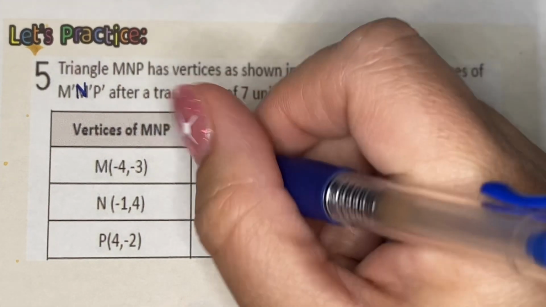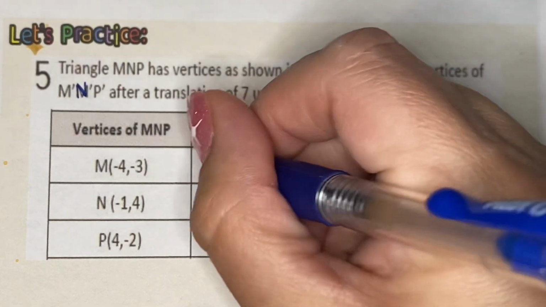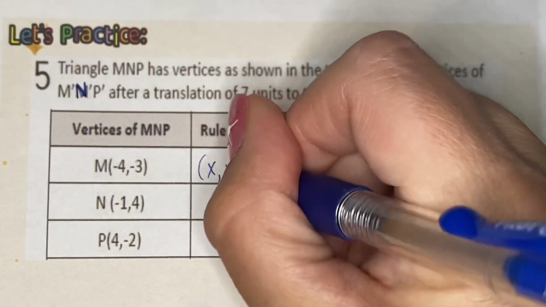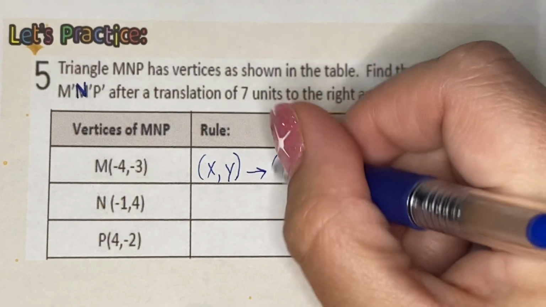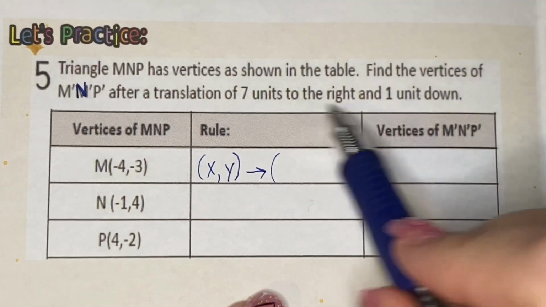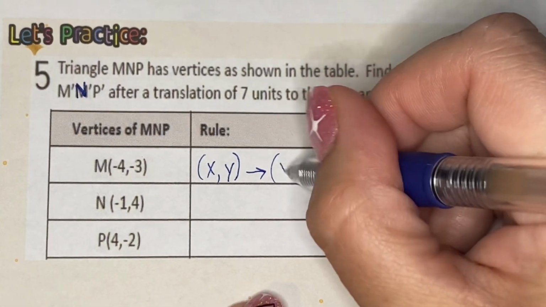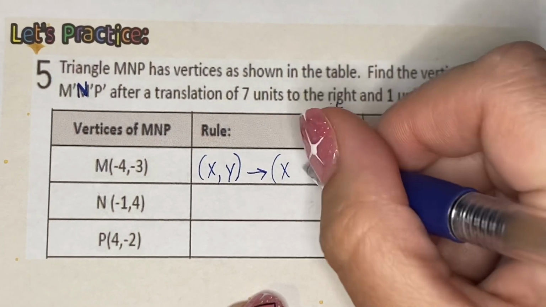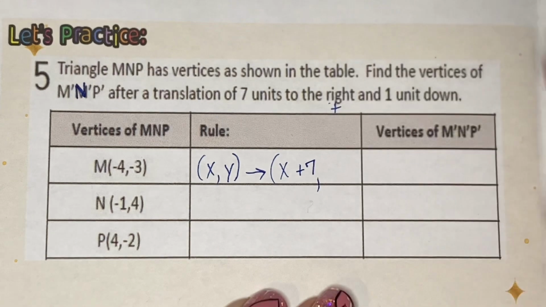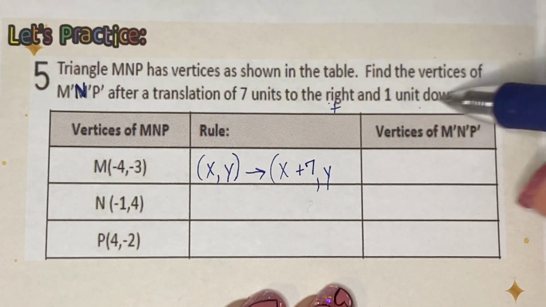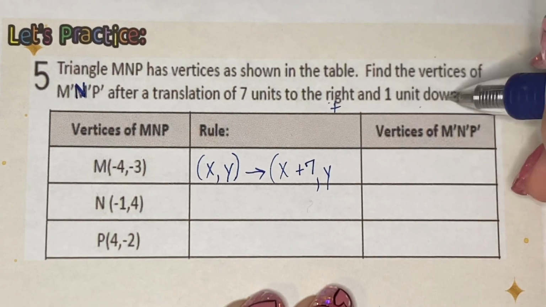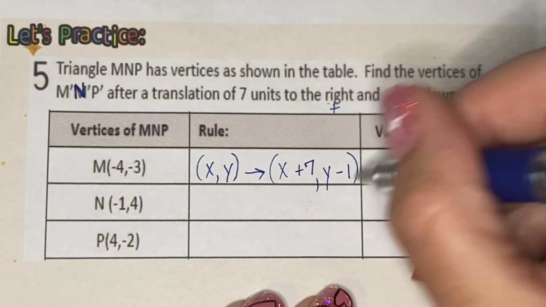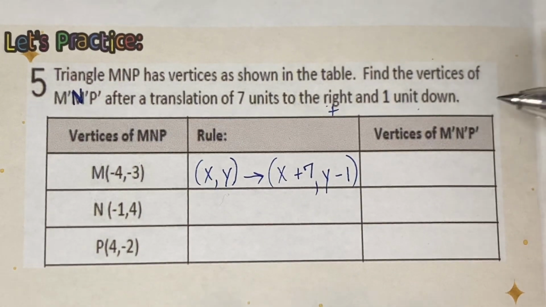So you would write the rule. Here we have (x, y), your original, and it yields the new. Anytime you move left or right, that's your x value, and if it moves to the right, it's going to be a positive. So we're moving plus 7. Your y is going to be up and down. Because you're moving down, it's going to be minus 1. So that's the rule for all of them.